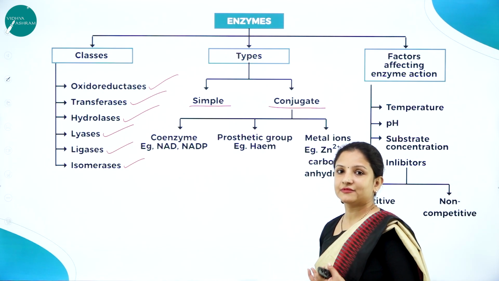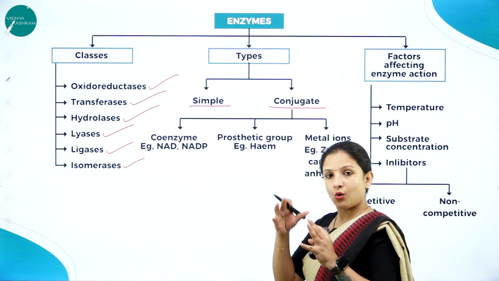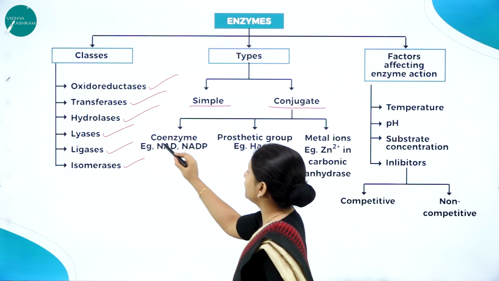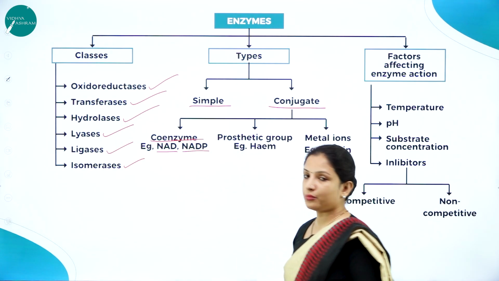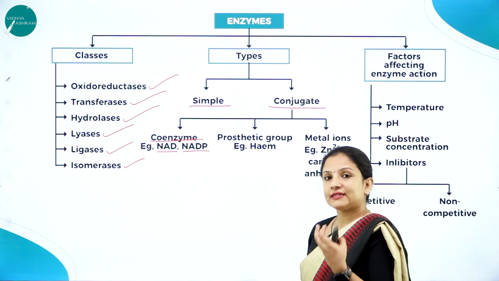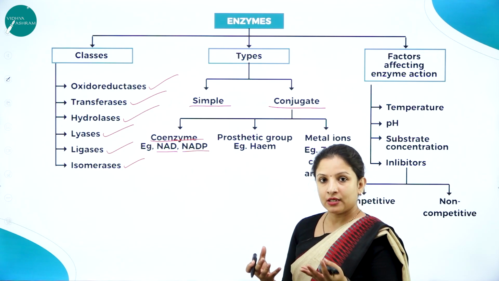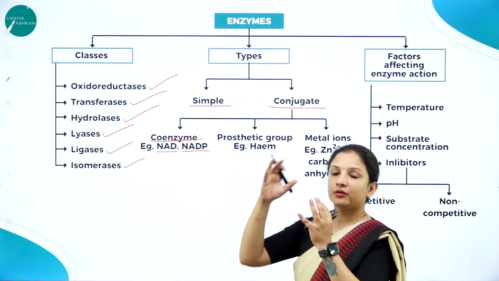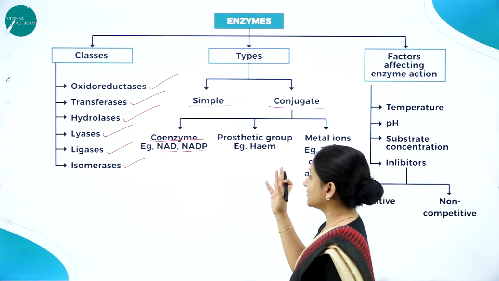So, conjugate enzymes means those enzymes which function only when they are attached to another molecule. Say for example, we have coenzymes. NAD and NADP plus are the two important coenzymes. Coenzyme means there are some enzymes which cannot function on their own. At that time, a coenzyme needs to be added, which will go and bind with the enzyme and help in increasing the speed of the reaction. So that is called a coenzyme.